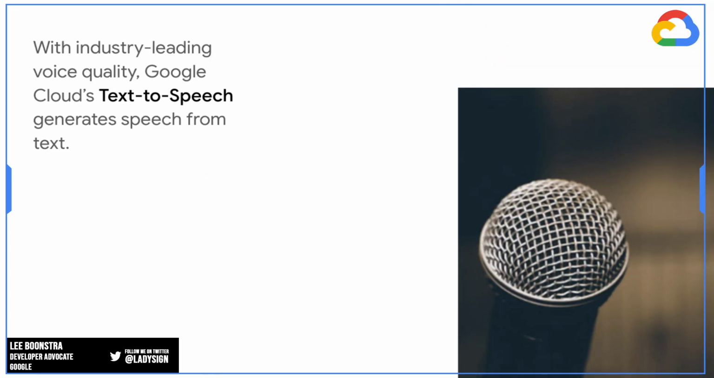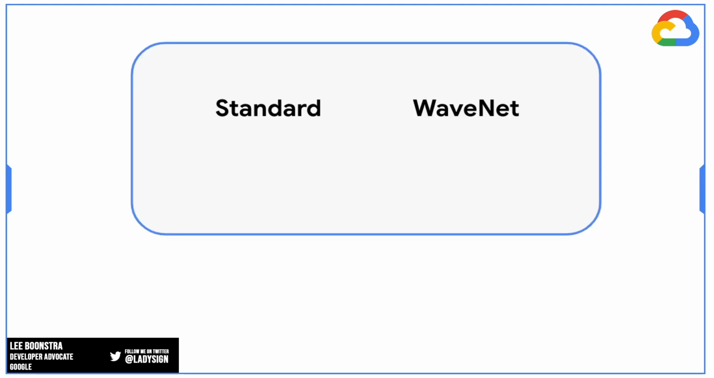With industry-leading voice quality, Google Cloud Text-to-Speech generates speech from written text. In the past, we had standard machine learning models. Mainly because of the Google Assistant, we've created more advanced models then. And those advanced models sound more human-like. This is what we call the WaveNet models. We use machine learning to train these models based on voices. I can give you a demo of both of these so you can clearly hear the difference.